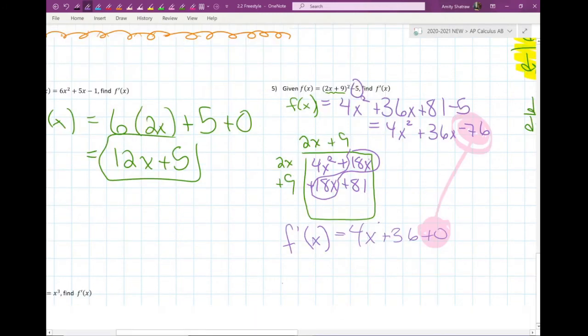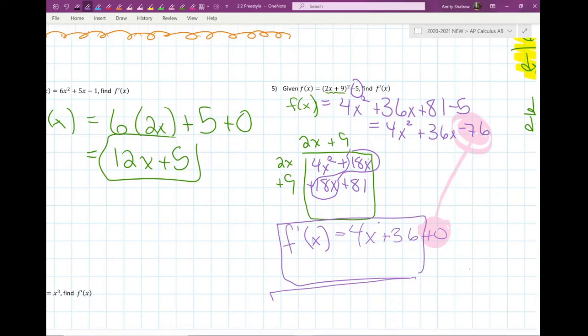But the final answer, I just put a box around it because I've already done enough. You know what I mean? There you go. F prime of x is 4x plus 36. And I leave it to you to try it in the old-fashioned way, meaning the limit definition of a derivative, and you will see that it works out to be that way literally every single time.